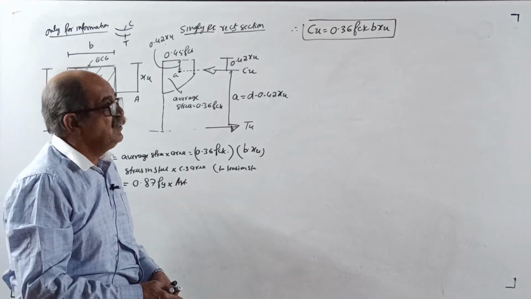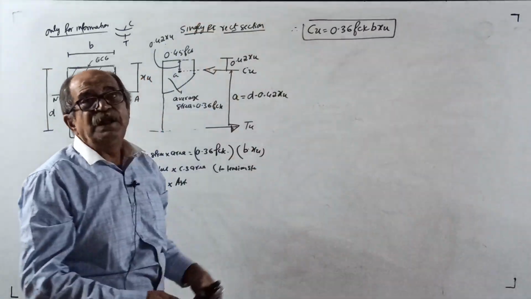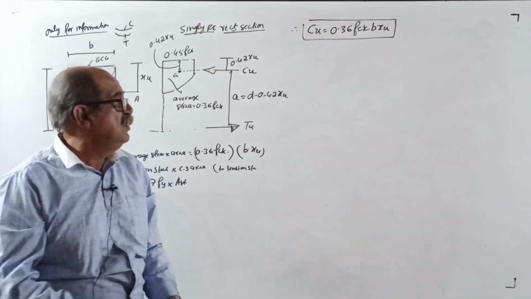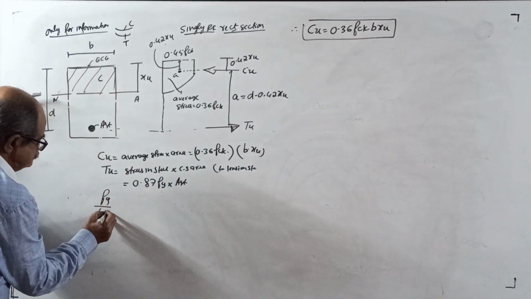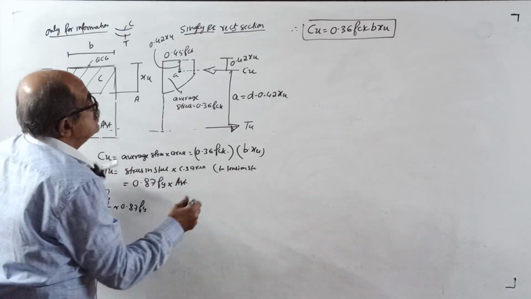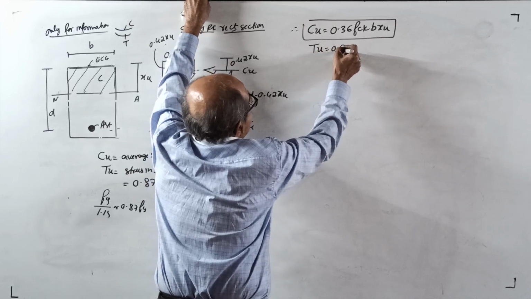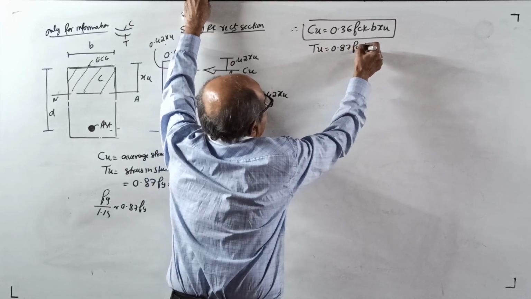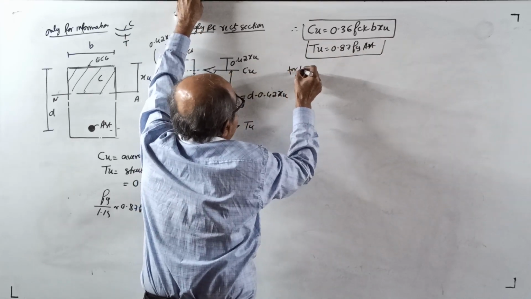Today actually, fy is the yield stress, with a partial safety factor of 1.15. It is fy by 1.15, or 0.87 fy. Remember. So your Tu will come to 0.87 fy into Ast.